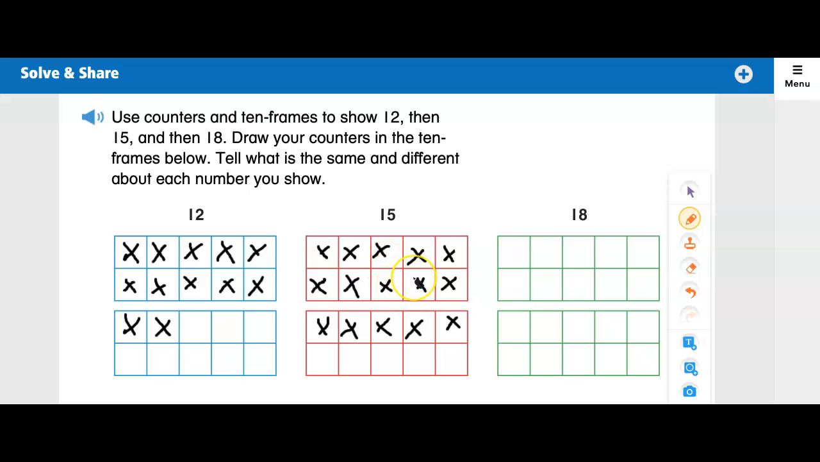Now we have to show the number 18. I'll begin again by filling in my tens frame. I know that if this whole frame is full, then that is equal to 10. Then I can count on. Now I have 10, and I need to count on till I get to 18.